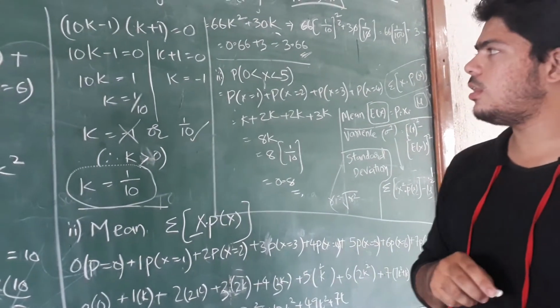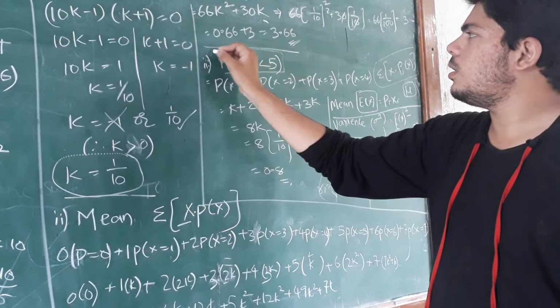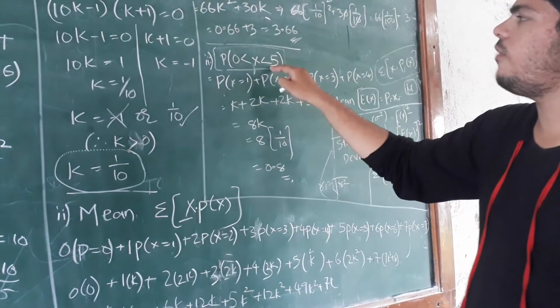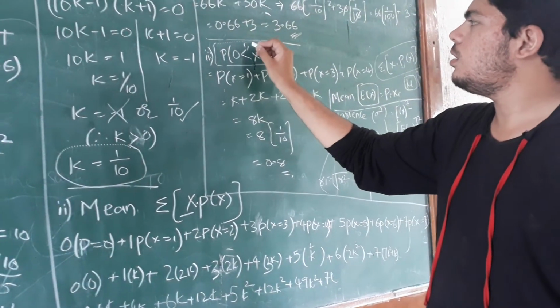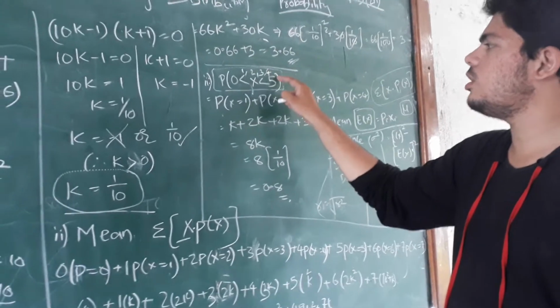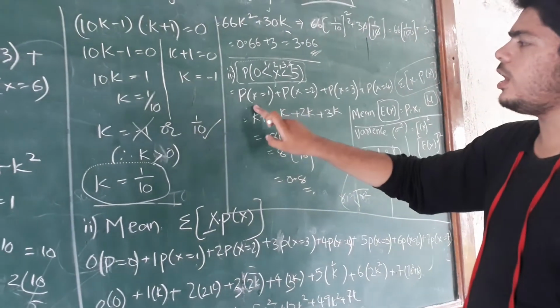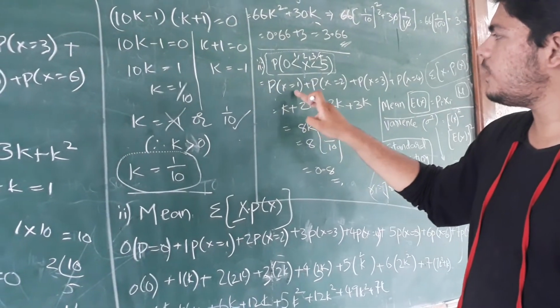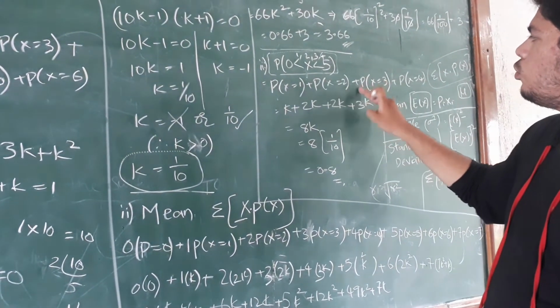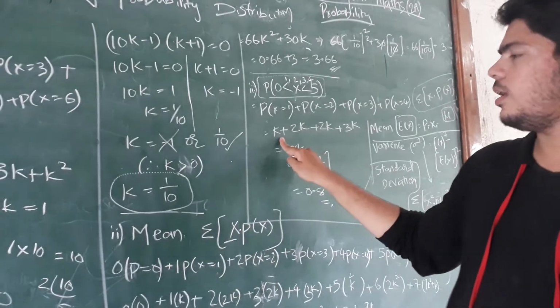Last but not the least, the question was to get the probability of the numbers which are between 0 and 5, greater than 0: 1, 2, 3, 4, less than 5. So the 1, 2, 3, 4. Same as what we did for the mean, we should take, but not all numbers. P of x is equal to 1 plus P of x is equal to 2 plus P of x is equal to 3, 4.